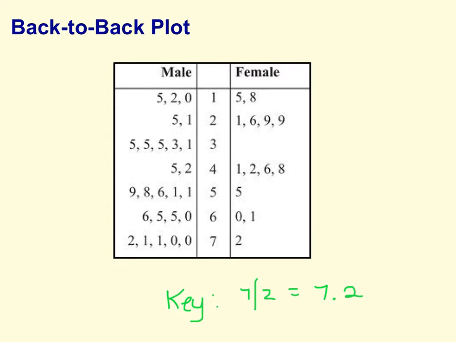When you have a back-to-back plot, your two sets of data will share the stem in the middle. So if we look at what is this number right here, it's a 9, but you want to pair it up with its stem, that's going to be a 2.9. Let's see, this 2 with its stem is a 4.2.